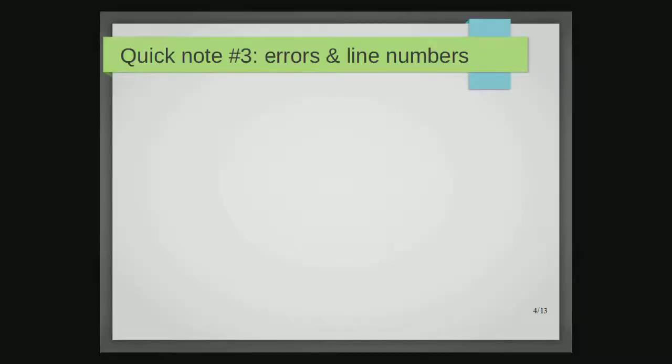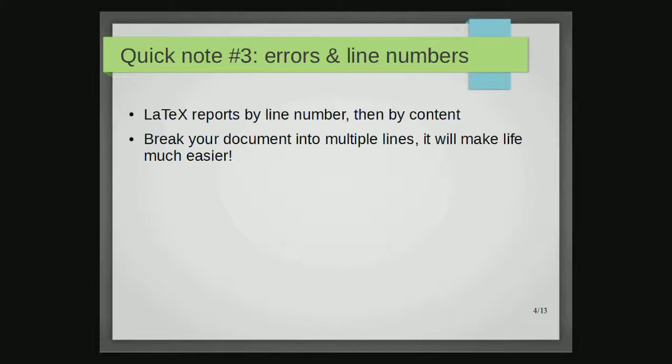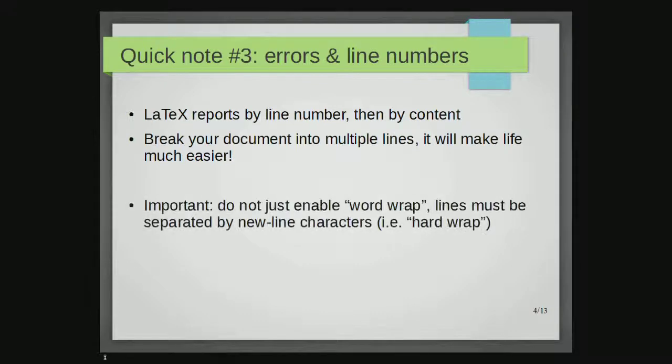The final note I would like to make regards errors and line numbers. Because LaTeX, like many other compilers, reports errors by line number and then by content, it is very important that you break your document into multiple lines, because it will make your life 1,000 times easier. It is also very important that you really split lines by using newline characters, and you do not just enable the word wrap function in your editor, because that doesn't really break lines. It only displays a single line on multiple lines on your monitor so that it is easier for you to edit it, but the file actually contains no carriage return.